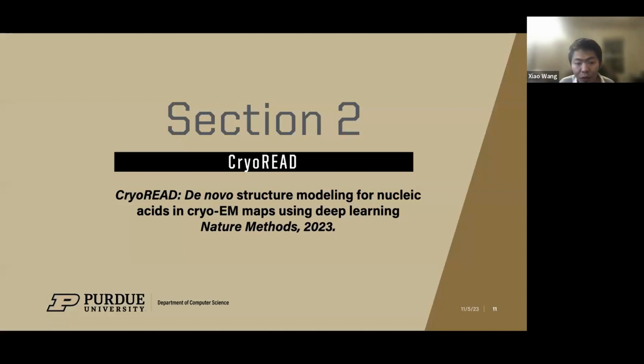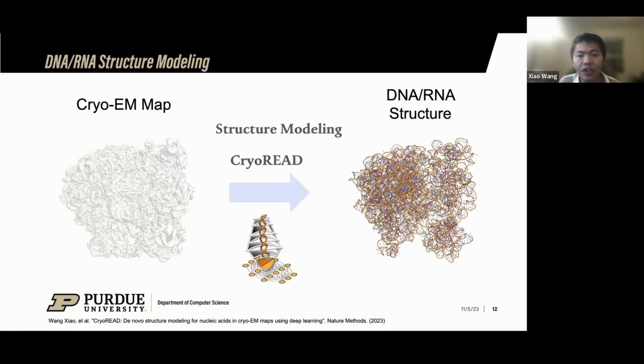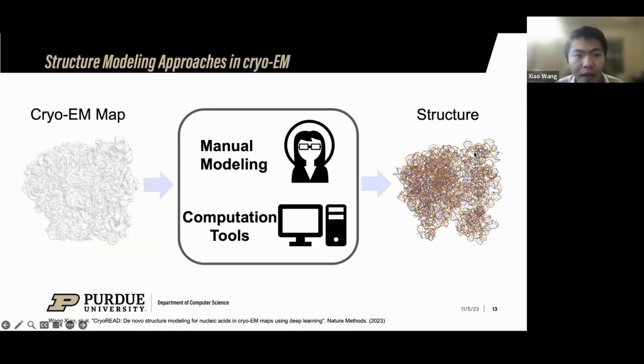CryoREAD is a tool that we published in Nature Methods this year, which uses deep learning to help us build full atomic models of DNA and RNA in cryo-EM maps. In short, the basic idea is that we take the 3D cryo-EM map as input, and we hope CryoREAD can automatically construct DNA and RNA structures.